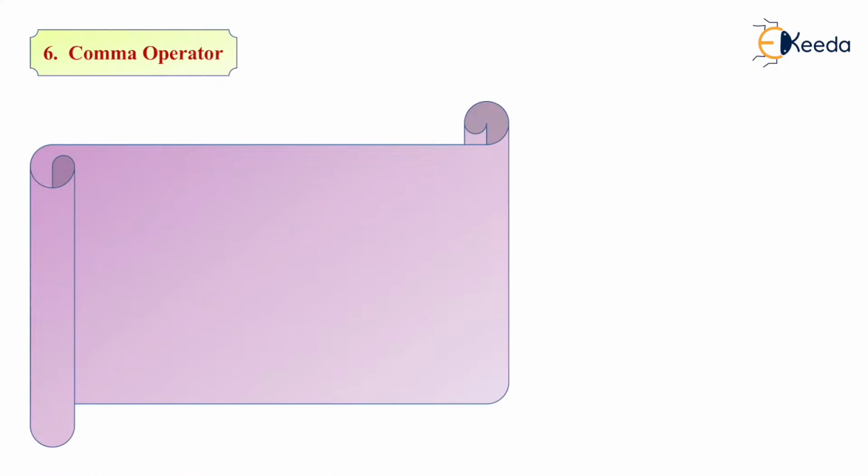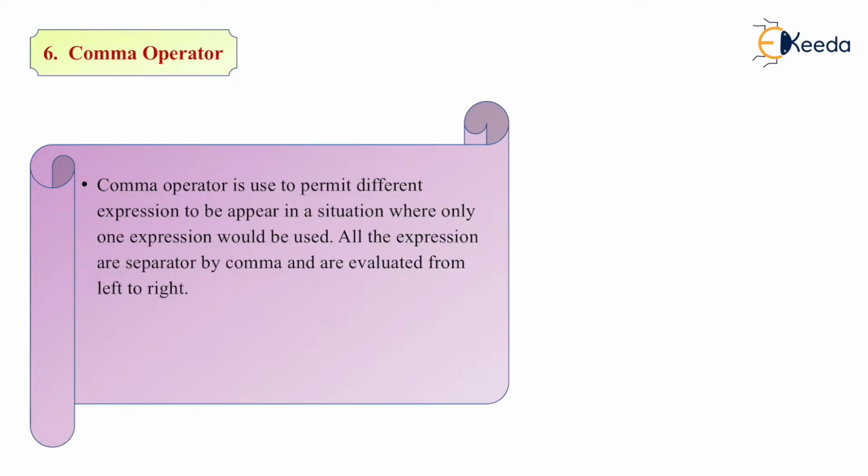The sixth operator is the comma operator. The comma operator is used to permit different expressions to appear in a situation where only one expression would be used. All the expressions are separated by commas and evaluated from left to right.